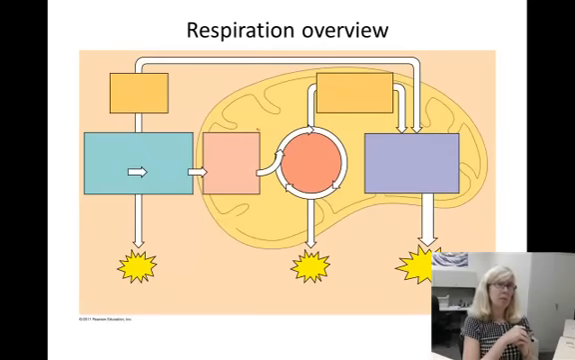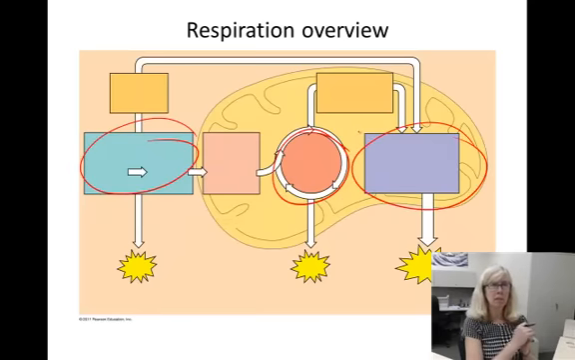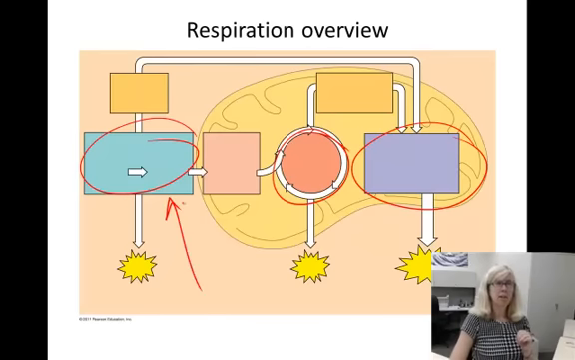Here's an overview of all the reactions. Go to Chapter 9 in your book now and fill in these boxes. There are three major steps in cellular respiration: glycolysis, citric acid cycle, and oxidative phosphorylation. But notice only glycolysis occurs outside of the mitochondria.